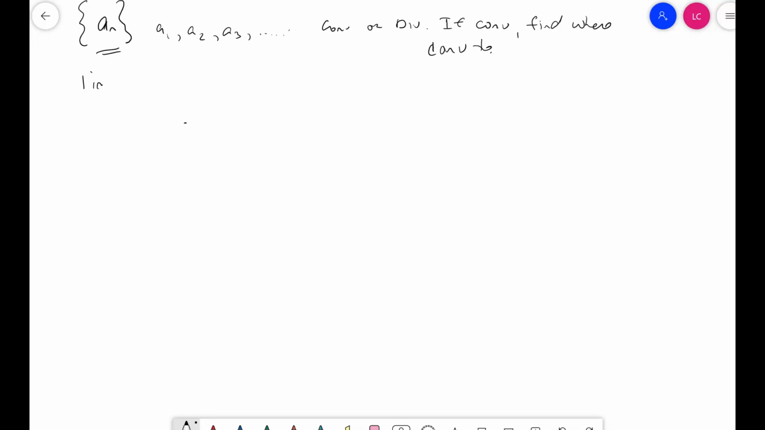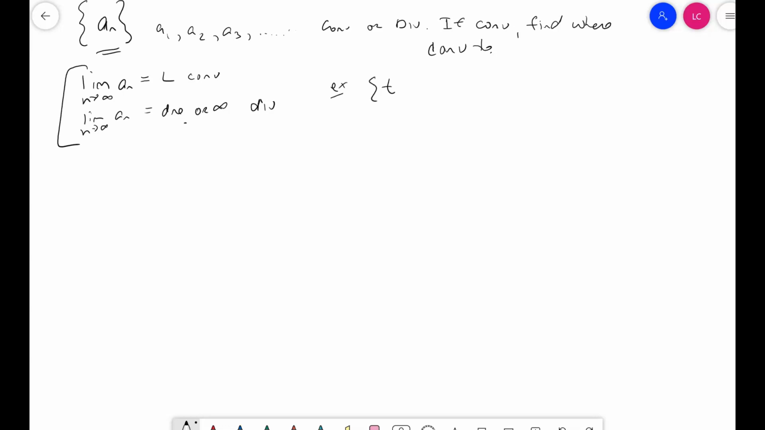In general, you take a limit as n goes to infinity of a sub n. And if it equals a number, it converges to that number. If the limit as n goes to infinity of that thing is DNE or infinity, then I can say it diverges. So that's the in general case, right? Okay, so let's just do some examples.